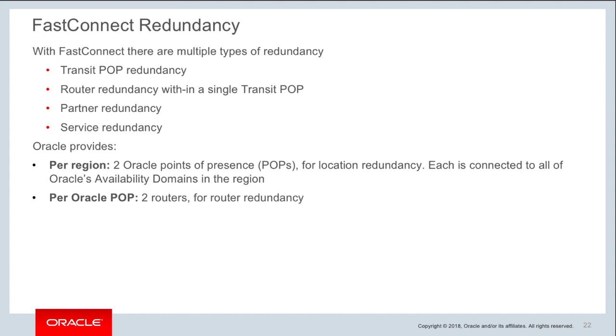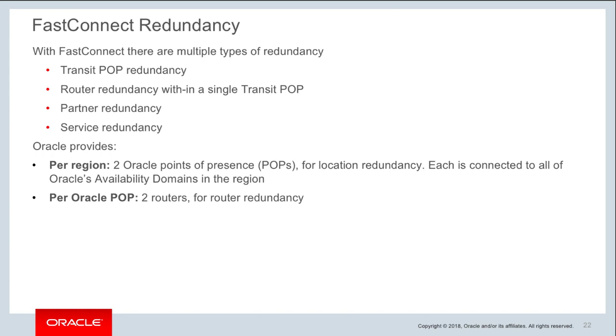The third is partner redundancy. You can have FastConnect connections with multiple partners. So you can use Megaport, for instance, and you can also have another connection using Equinix or Verizon or any of the other exchange partners that we have. And the fourth is the service level redundancy.